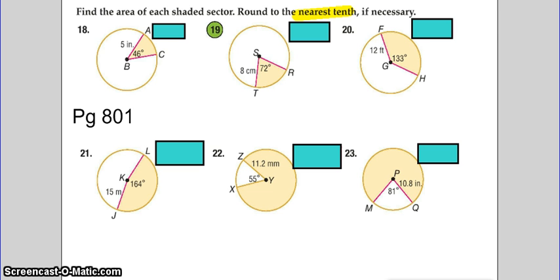Now, these 6 questions are in your textbook, so if you have a hard time reading the numbers, it's on page 801. And it does say in the directions you want to round to the nearest tenth if necessary. So tomorrow, when you come into class, what you're doing is you're finding the shaded area, and keep that in mind. Take a look at 22 and 23. 22 and 23, the angle they're given is not the shaded sector, so you need to find what is the shaded sector.